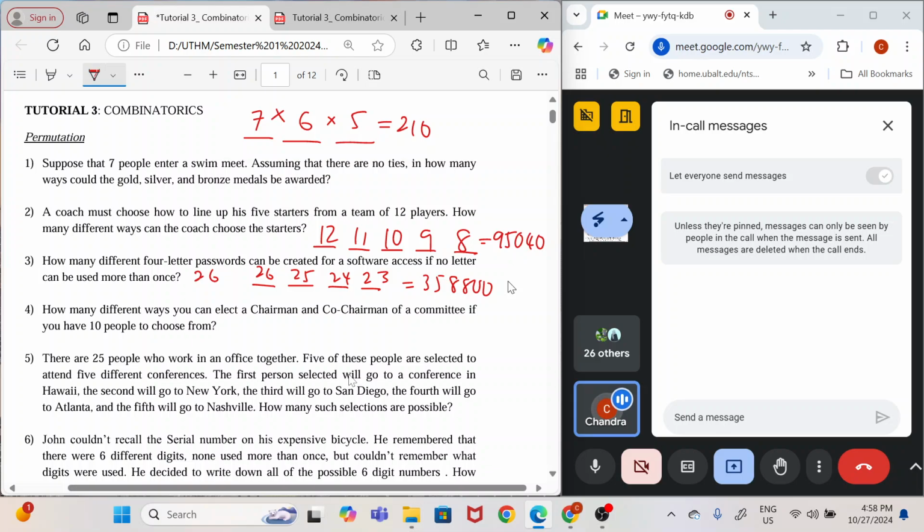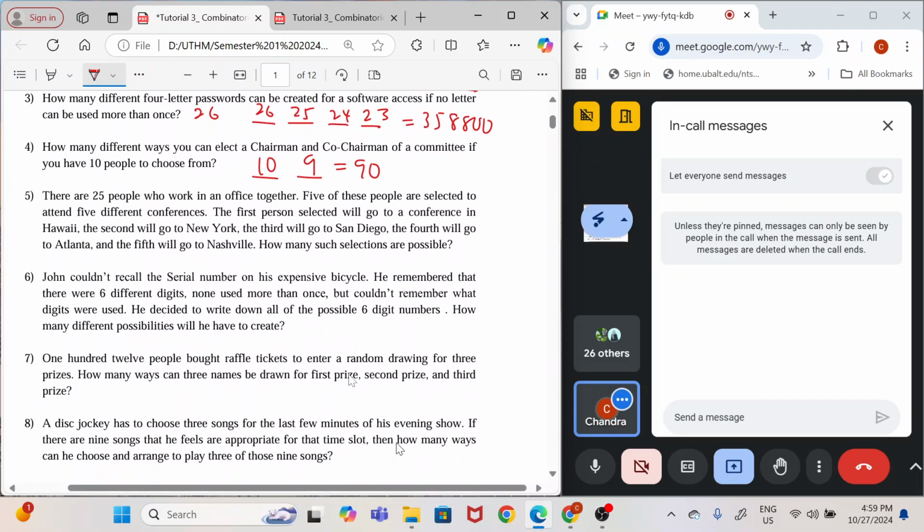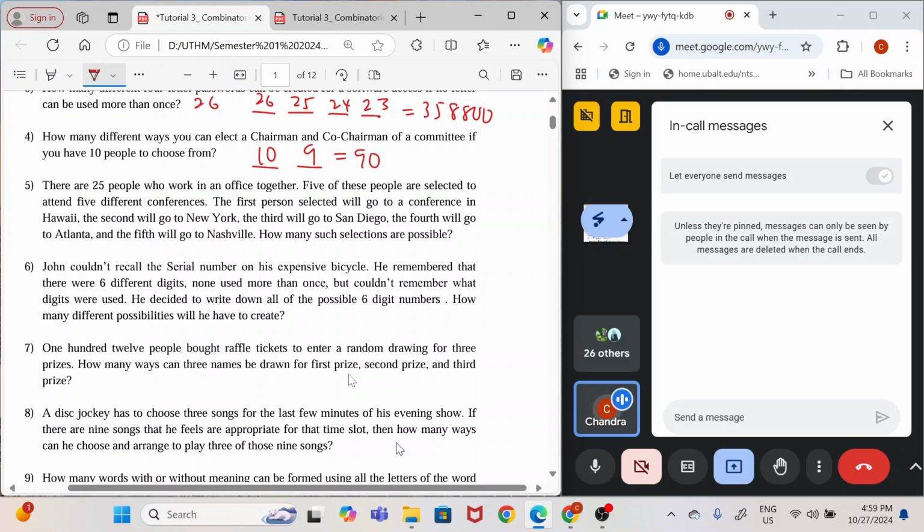How many different ways can you elect a chairman and co-chairman from a committee of 10 people? Chairman and co-chairman, 10, 9, 90. You guys want to try 5, 6 first? Maybe.